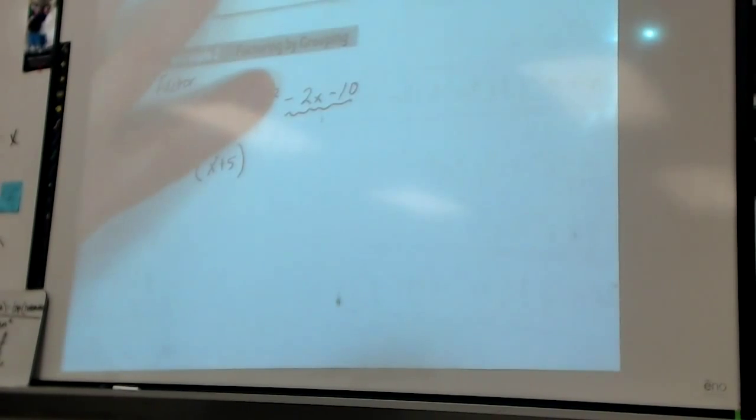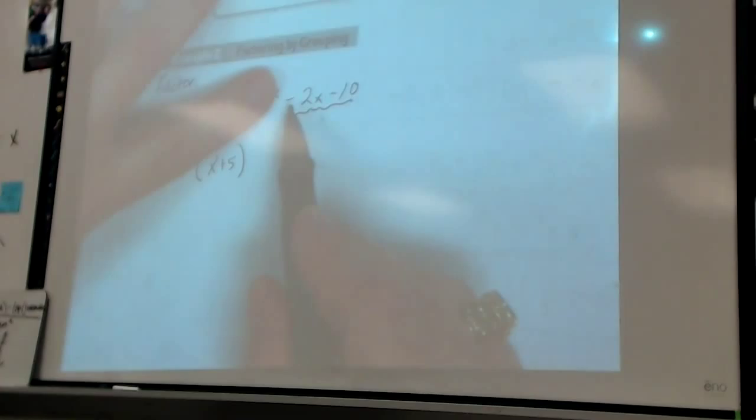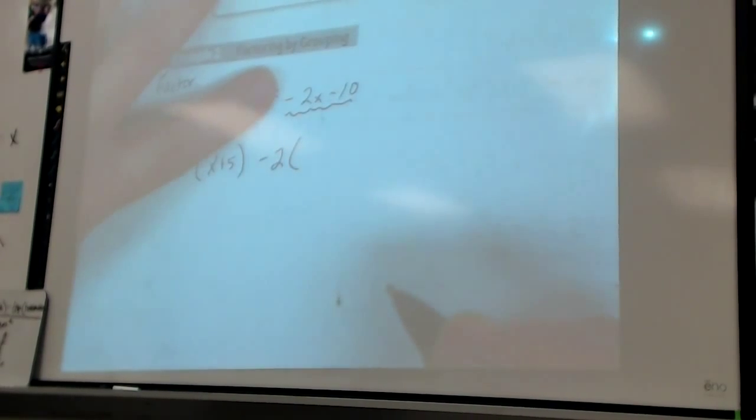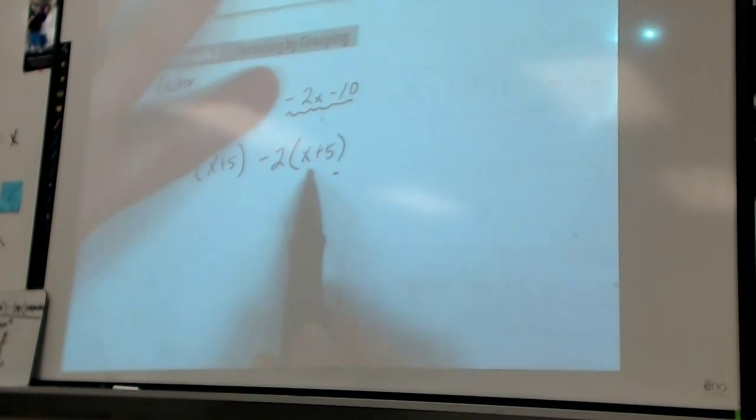Okay, now I'm going to go to these two. -2. Yes. And normally, if this one is negative, you want to go ahead and factor out the negative. So you're going to factor out a -2, and what do you have left? X plus 5. You've got to change the sign, because if you multiply it back together, -2 times x is -2x. -2 times 5 is -10.